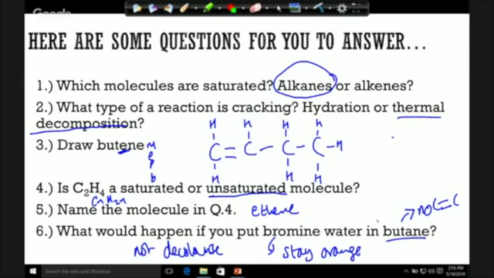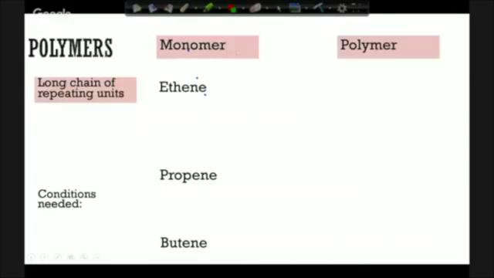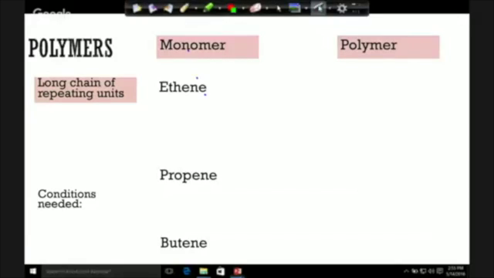So I put that there on purpose because they often try and trick you by giving you an alkane there. So just bear in mind whether you're talking about an alkane or an alkene. So moving on then, we're going to talk about polymers. And this is in our quest to move from crude oil to plastics, as we started out before.